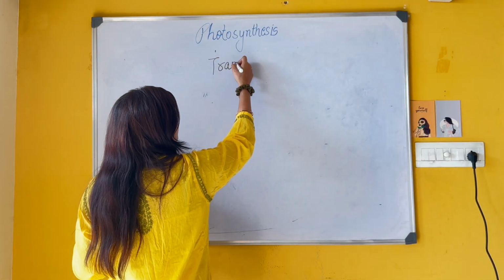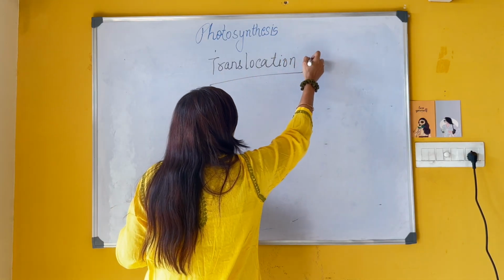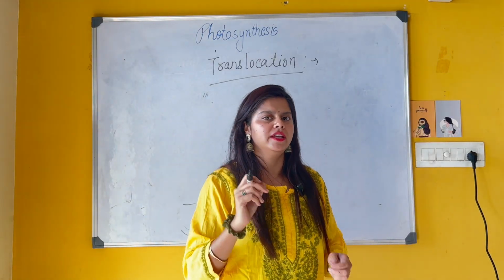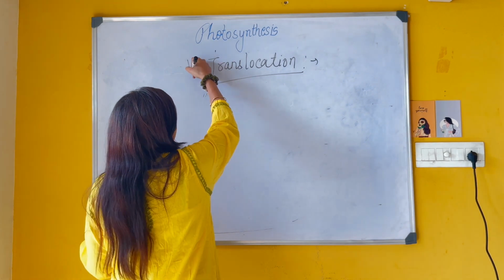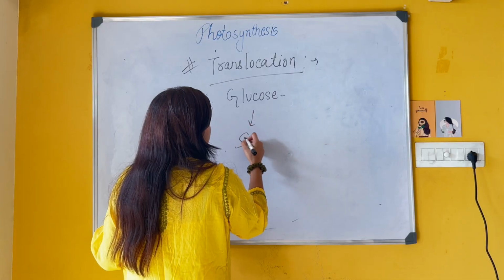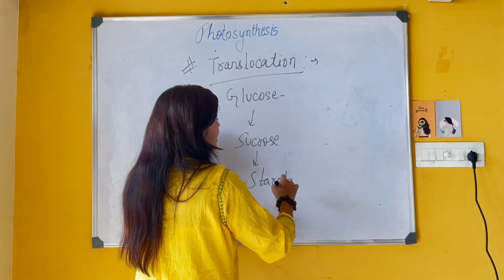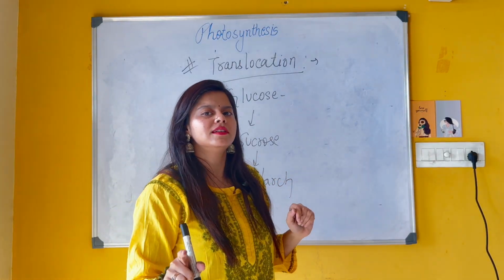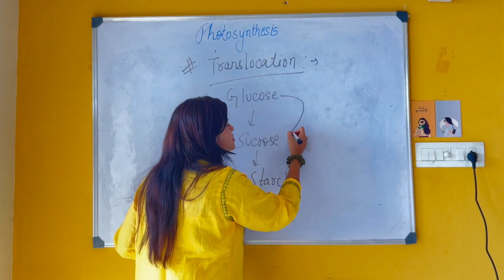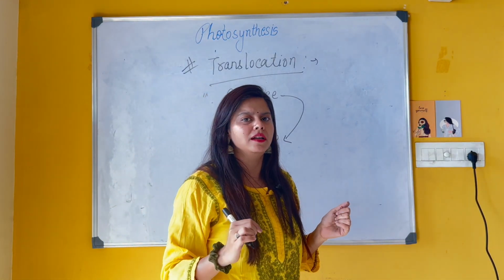which is translocation. I think you have done translocation even in your 8th standard. So you should have some idea what translocation is. So there's nothing difficult in translocation. So what happens? Glucose, sucrose, starch. I will explain this. By photosynthesis, plant makes glucose, but they transport their food in the form of sucrose to all the parts of the plant.